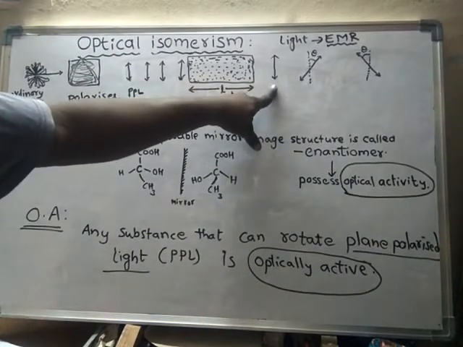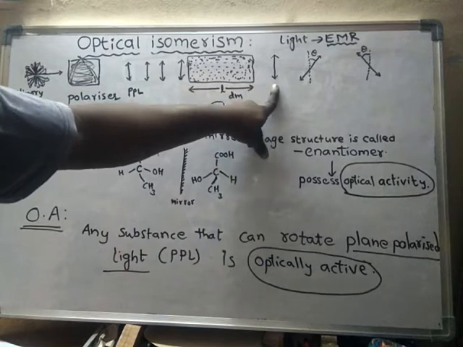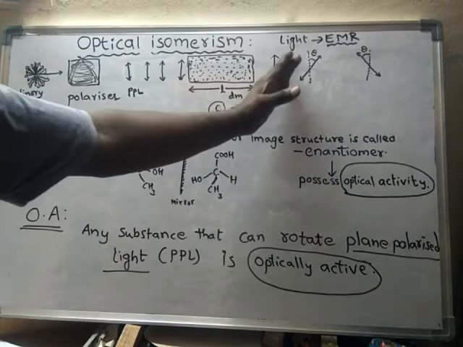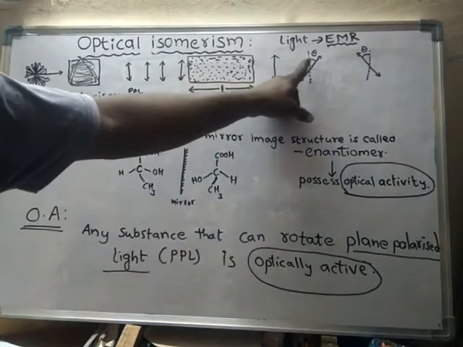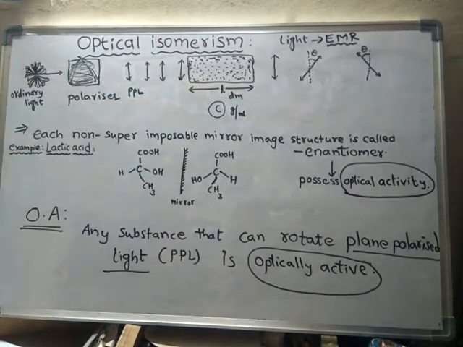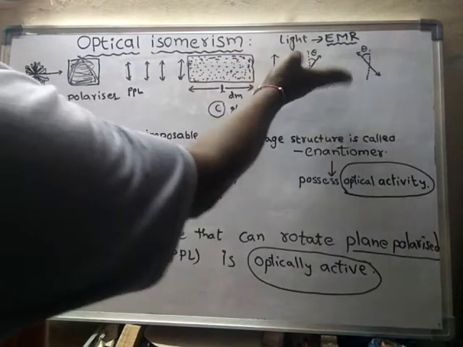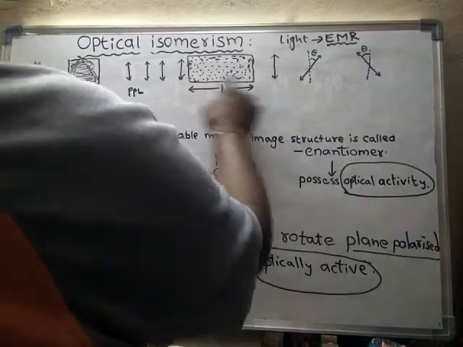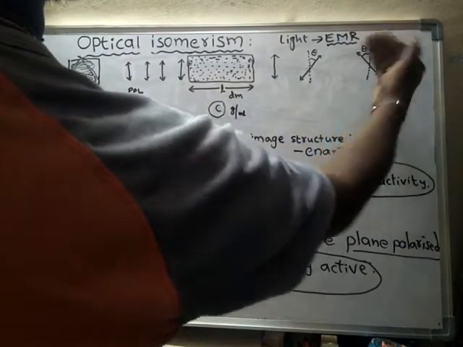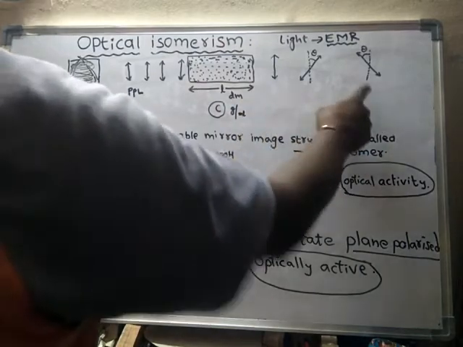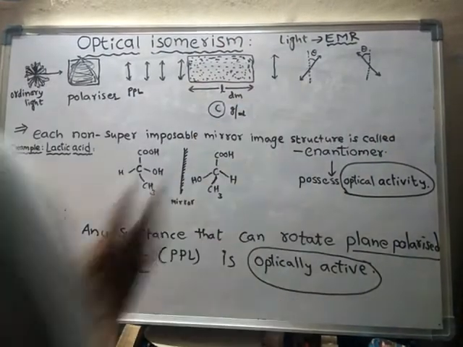One is that the light is not affected by this compound. Or else the light is rotated by this compound by a certain angle theta towards the right side, that is the positive clockwise direction. Or else the plane polarized light may be rotated towards the left side by an angle theta. These three things may happen.